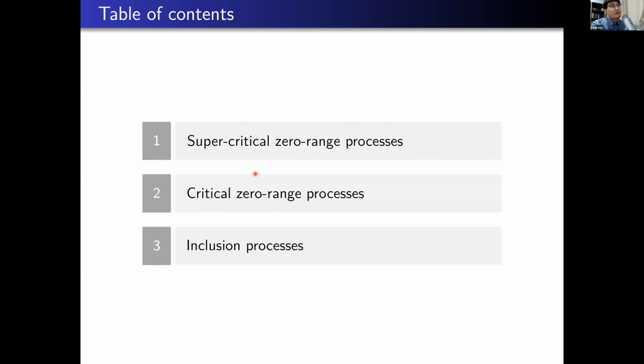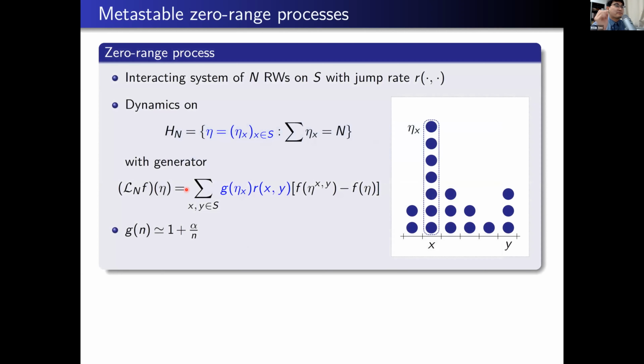Okay, today I'm going to introduce two famous interacting particle systems known as the zero-range process and the inclusion process. Let me start with the supercritical zero-range process, and then proceed to the critical case in a later section. So let's just start from this one. I'll introduce the model, the zero-range process, here.